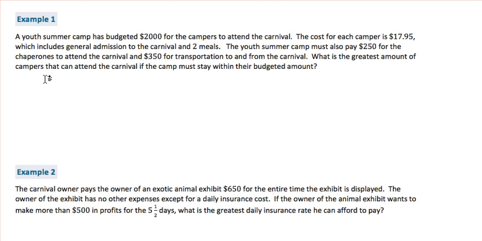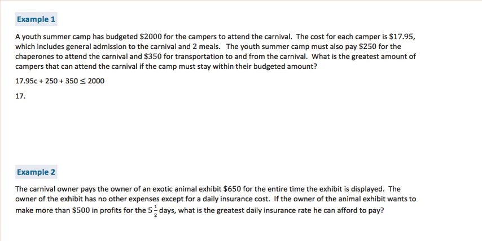Well, first of all, we have $17.95 C per camper. That's the cost per camper. And then there's another $250 that has to be paid for chaperones and another $350 for transportation. And their budget is $2,000. So they must stay less than or equal to $2,000. So our inequality then, 17.95 times C plus 250 plus 350 needs to be less than or equal to 2,000.